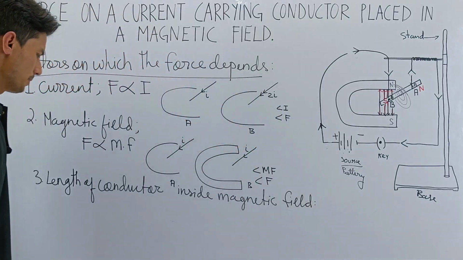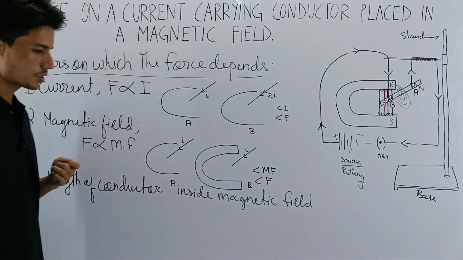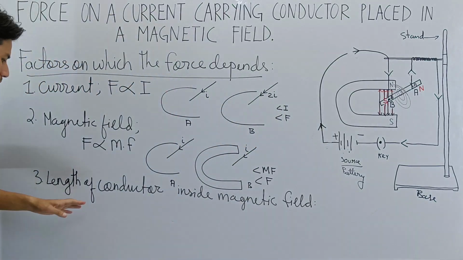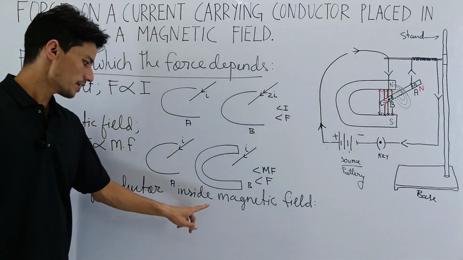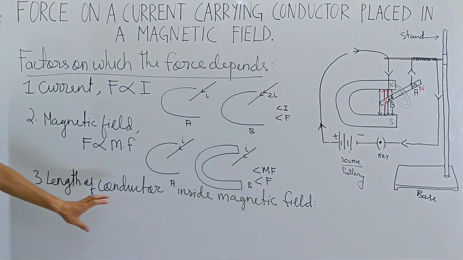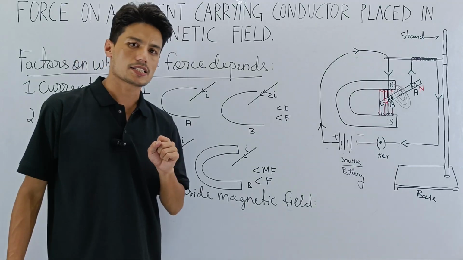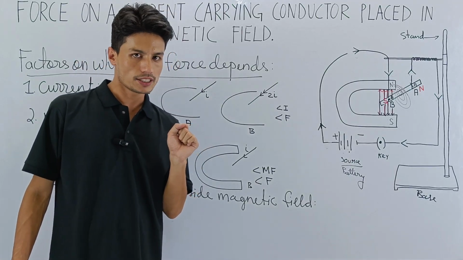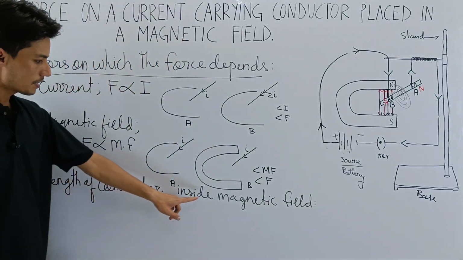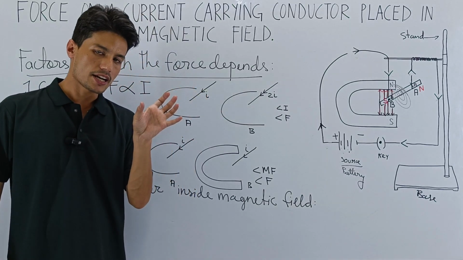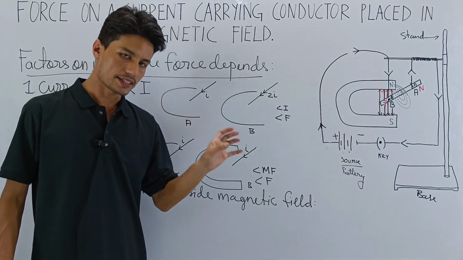Now, what does this mean? I don't understand what it means. That's what's going on in your mind. Okay, so let me tell you what it means. Length of conductor inside magnetic field means how much area of the conductor is under magnetic field.